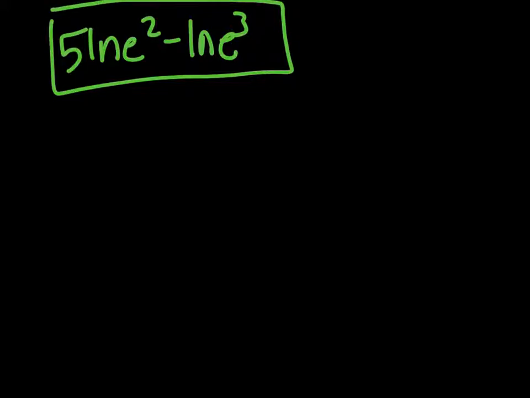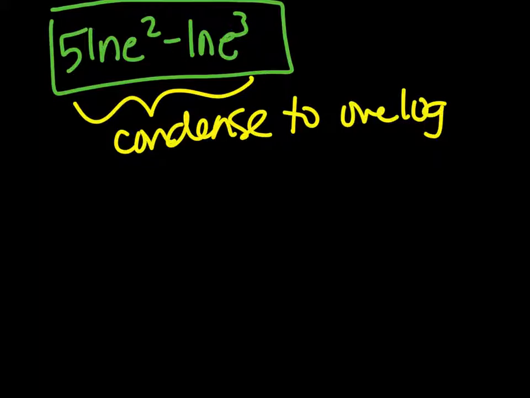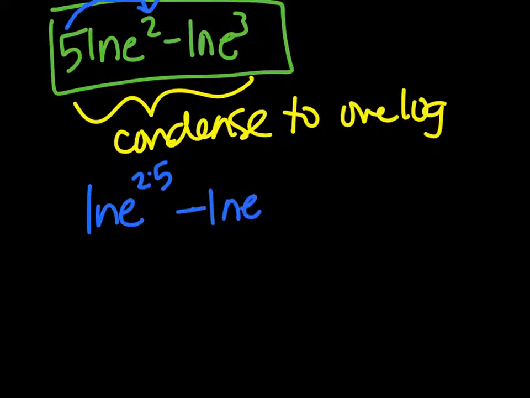If I have 5 natural log of e squared minus natural log of e cubed, that's my problem. Before I can condense this into one log, I need to move all of my coefficients up to the top. So I have natural log e squared, but now I'm moving the 5 up there, so now it's 2 times 5 minus natural log of e cubed. So it gives me natural log of e to the 10th minus natural log of e cubed.